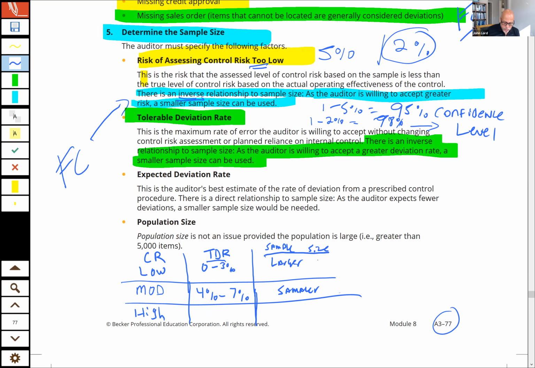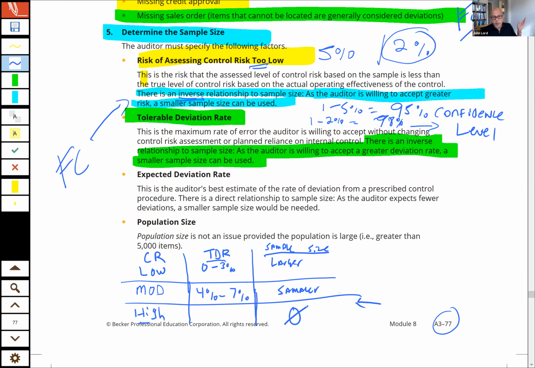When we got to sample size, I simply said larger versus smaller. What do you think my sample size should be here if I have a control risk at high? The sample size for my control testing. Relatively smaller than moderate? No. If you assess your control risk at high, how big is your sample for your control testing? I would say you probably shouldn't test controls. Correct. You don't test controls.